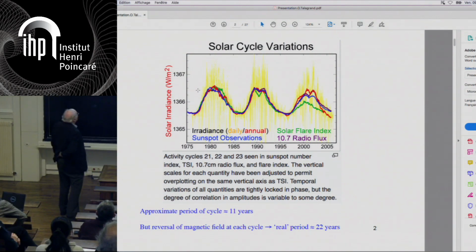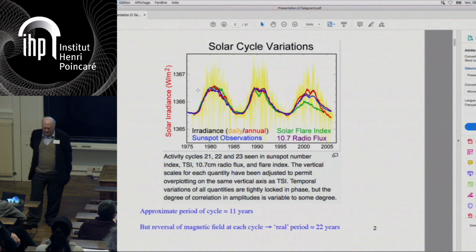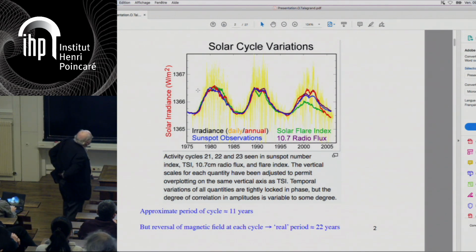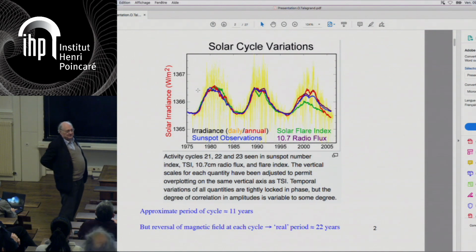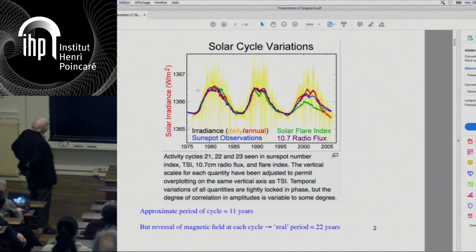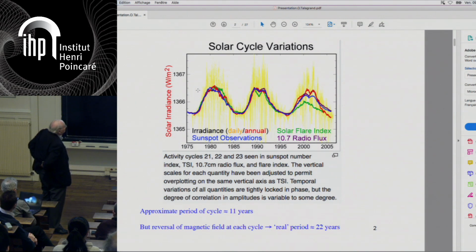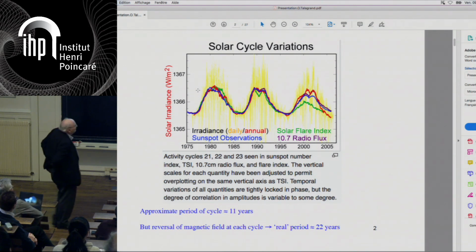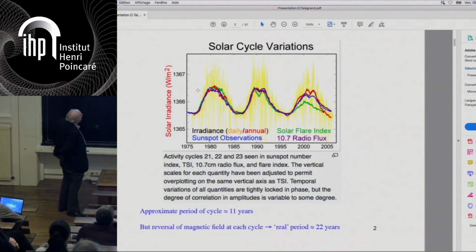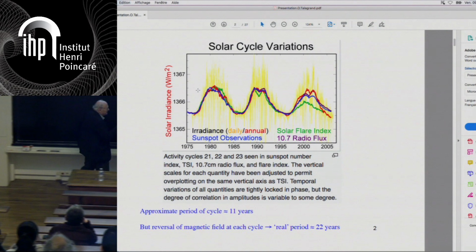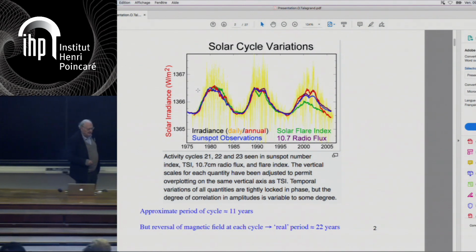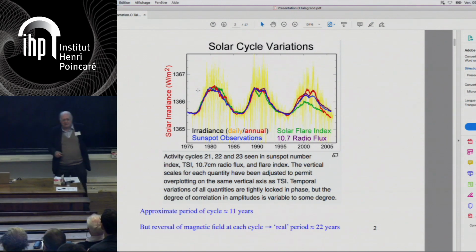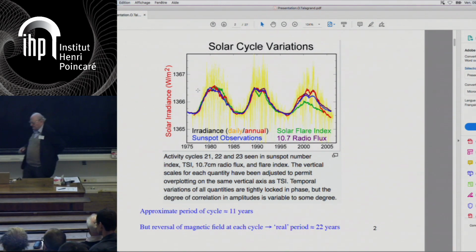And together with irradiance, other observables also vary in phase, in particular the number of sunspots, which is maximum when the sun is most active and minimum when it is less active. The period is approximately 11 years, but there are fluctuations in both the length and the amplitude of the oscillation, in particular on the last cycle that you see here. And actually, it is known that the cycle is associated with a reversal of the direction of the magnetic fields, which reverses every 11 years, so that the real cycle is 22 years.